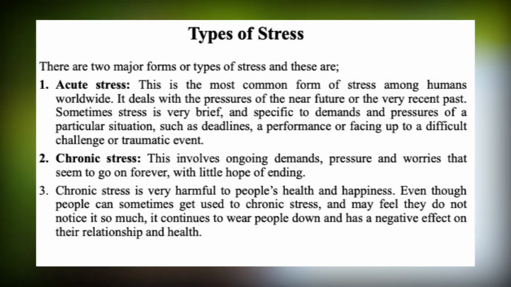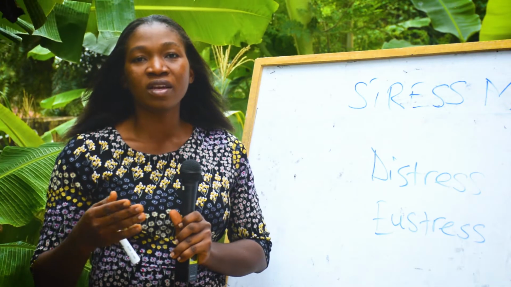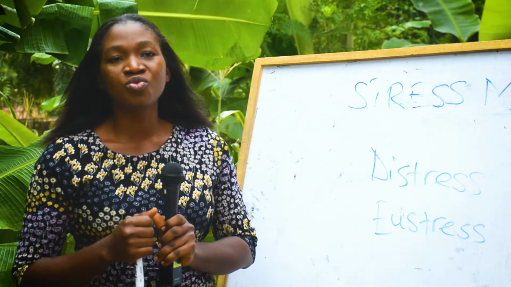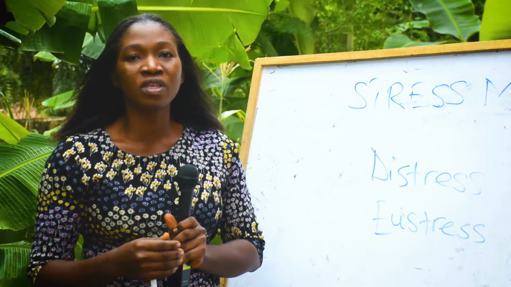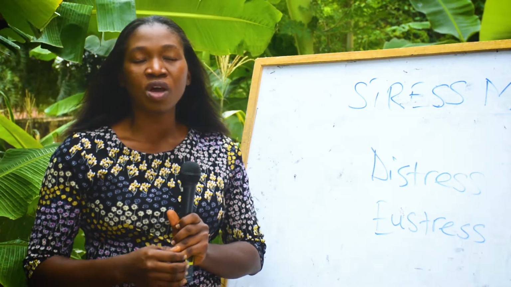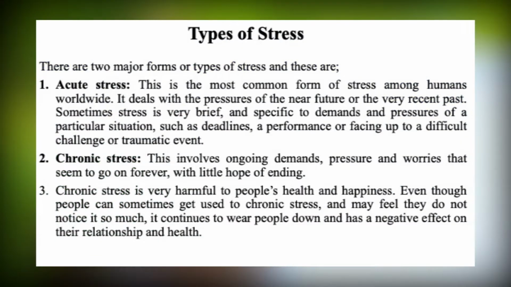Acute stress is sometimes very brief, and it is specific to certain demands and pressures. For instance, you have a deadline, you have an exam to write, you haven't learned much, you have lots of books and articles to read, and you feel pressured to complete all of these readings before the examination time. So you go through that stress at that stage in your life. You have an assignment, and there's a deadline for you to complete. Once you submit the assignment, you do away with that stress, and the pressure that comes with it is off, and that forms part of acute stress. It is brief, it doesn't last for long, it comes as a result of events that are yet to happen or something that just happened not long ago.